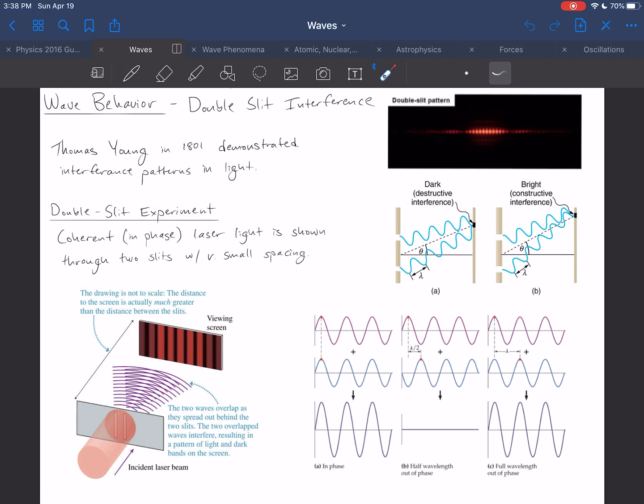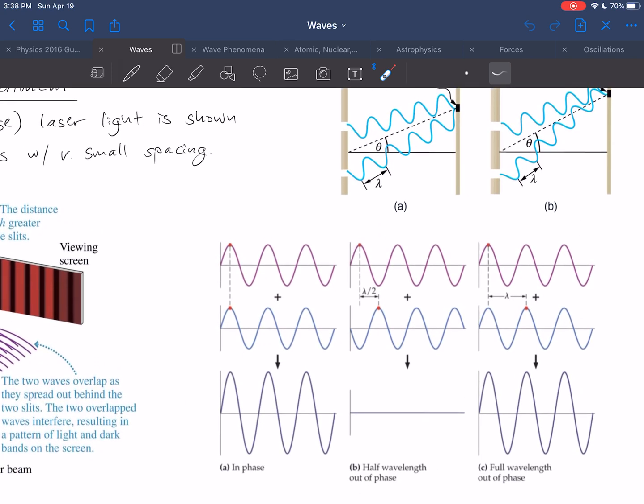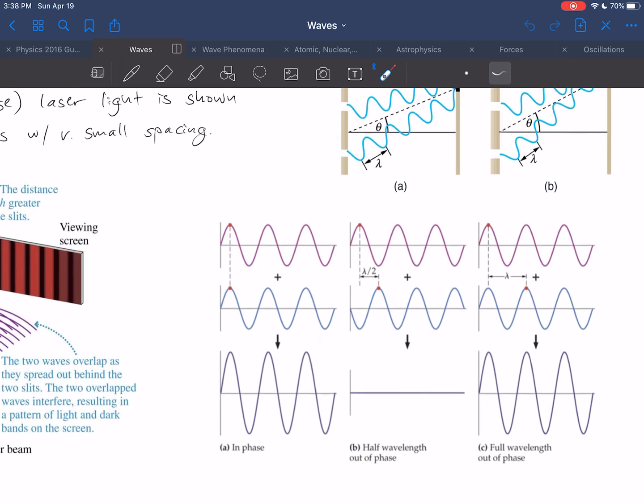So, if that's a little bit confusing, we're going to go through a number of ways of examining that concept qualitatively, and then we'll tackle it quantitatively. So, first of all, recall that for a continuous wave, interference looks something like this.